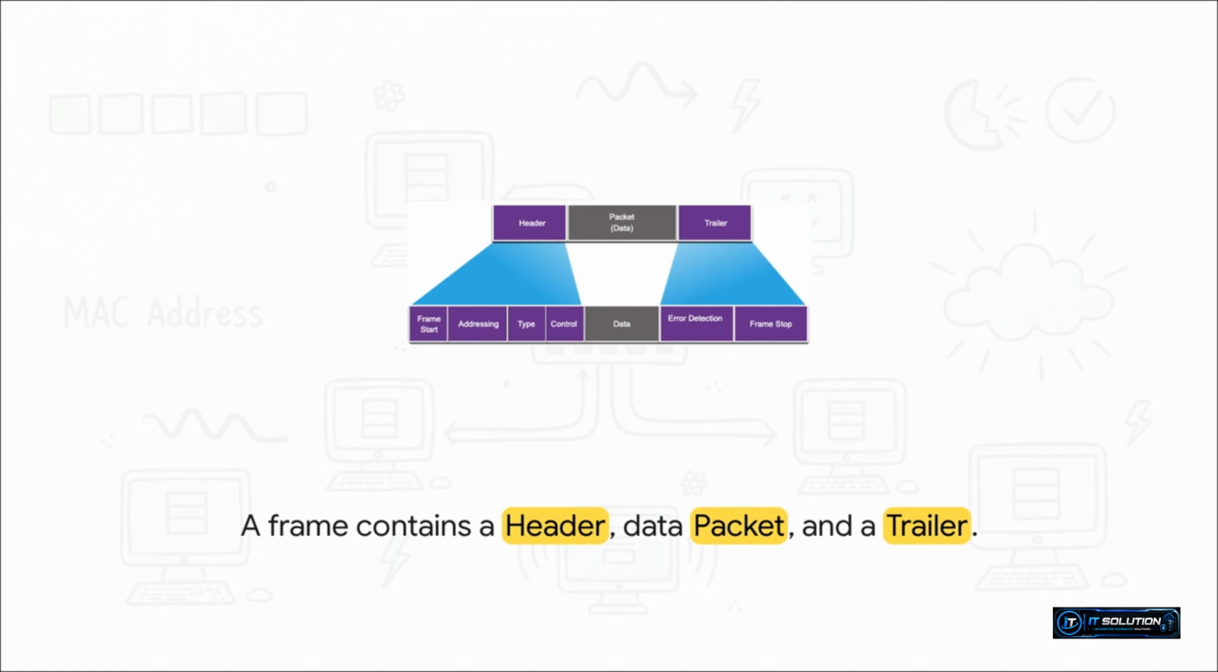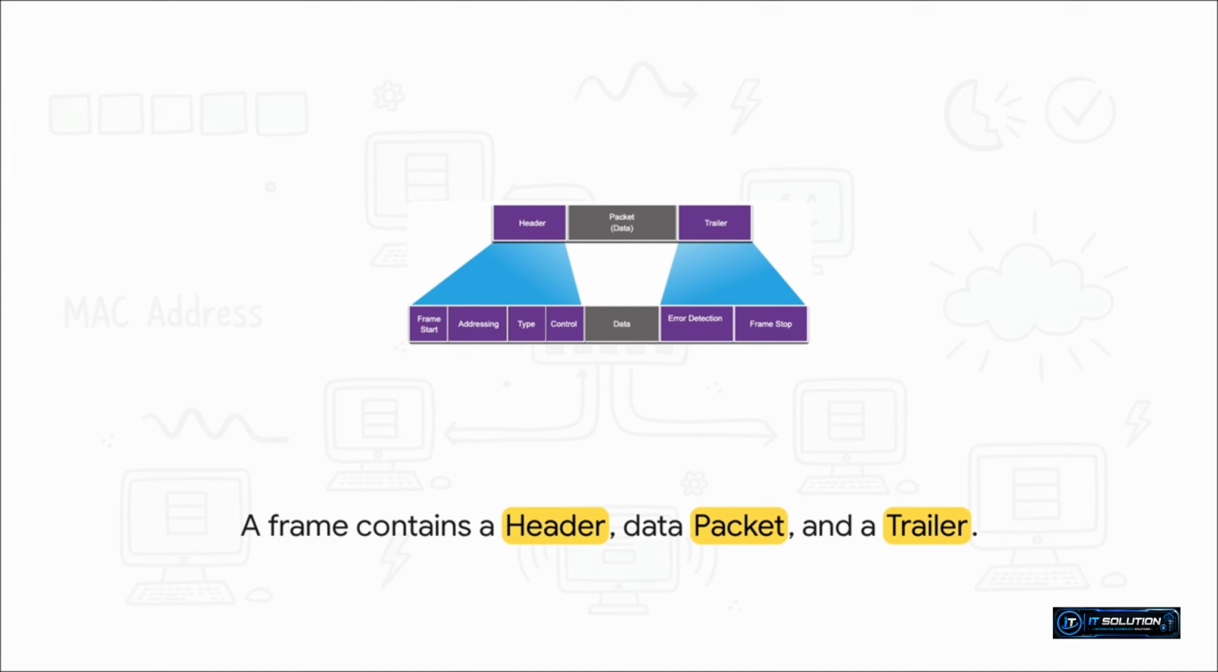Then in the middle, you have your actual data payload. But check out the trailer. This acts like a tamper-evident seal. It contains a frame check sequence, which runs a mathematical calculation called a cyclic redundancy check, or CRC. If the receiving device runs that same math and gets a different CRC number than what's stamped in the trailer, it knows the frame got corrupted in transit and it instantly drops it.